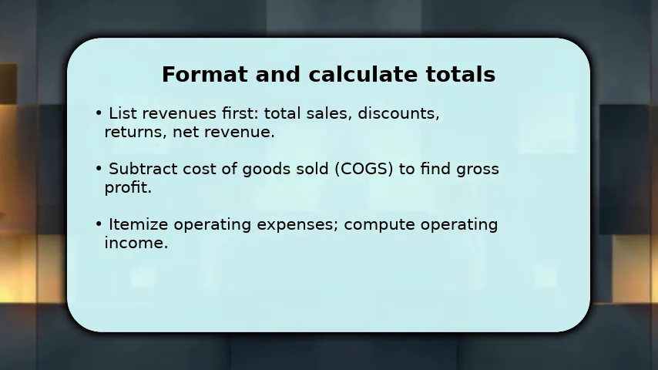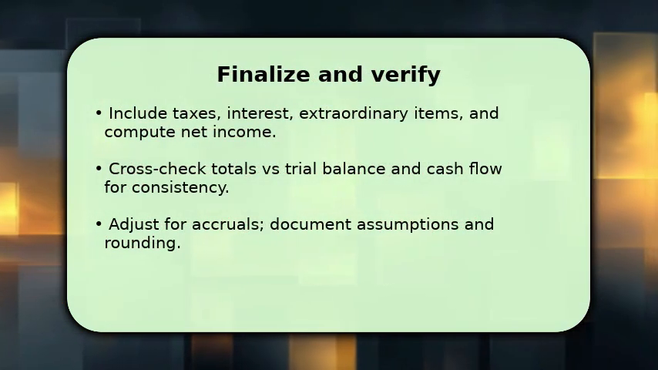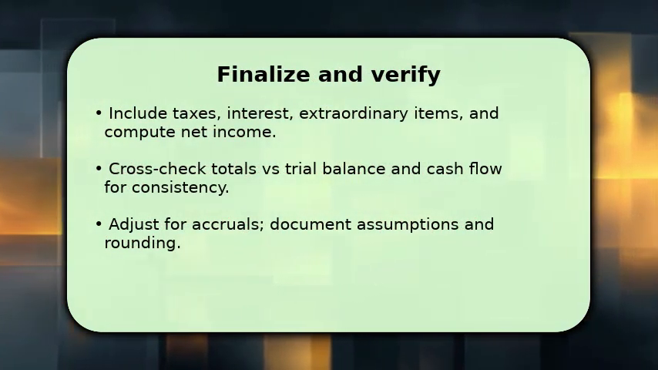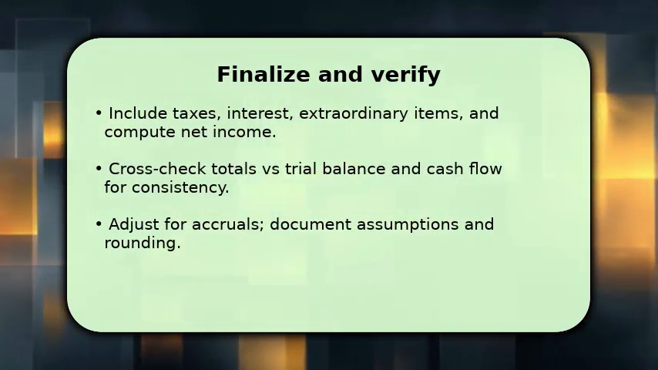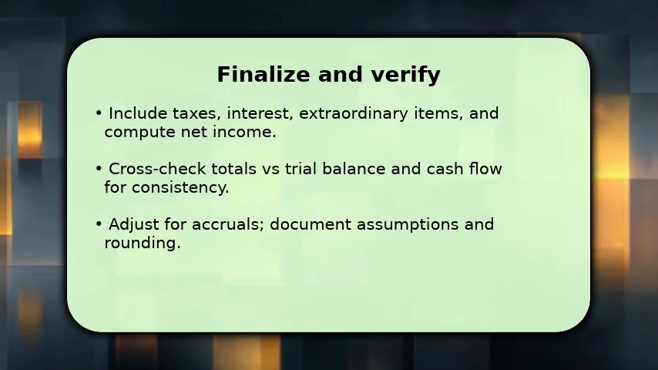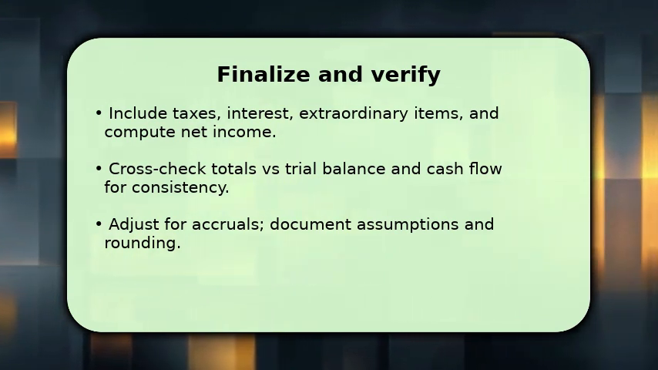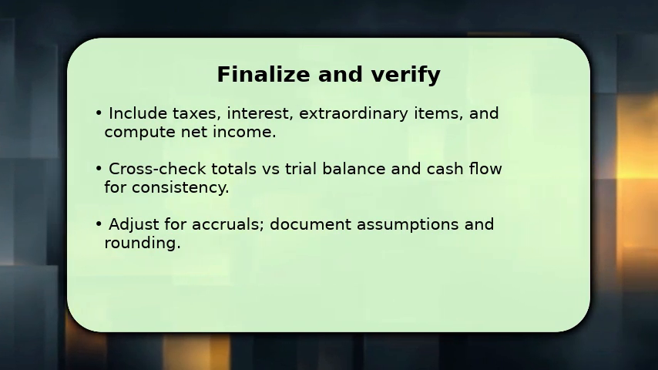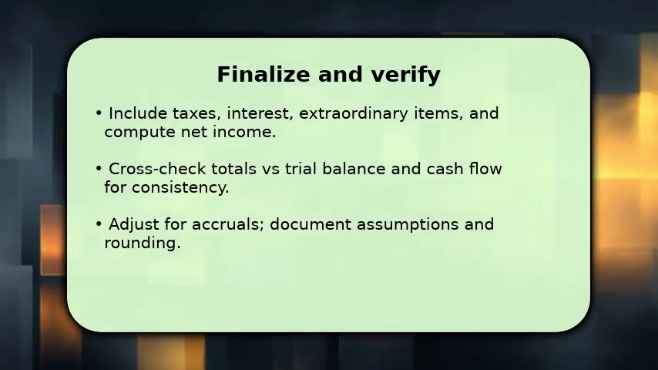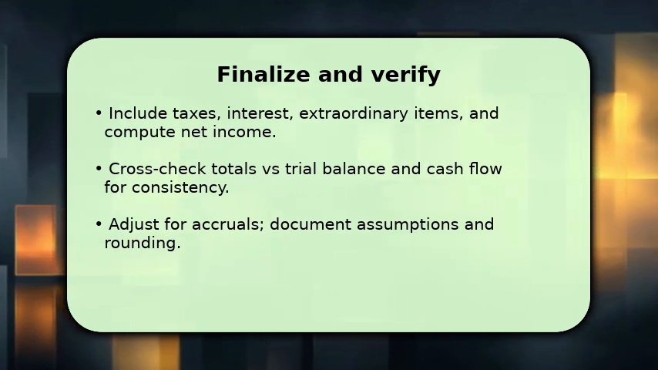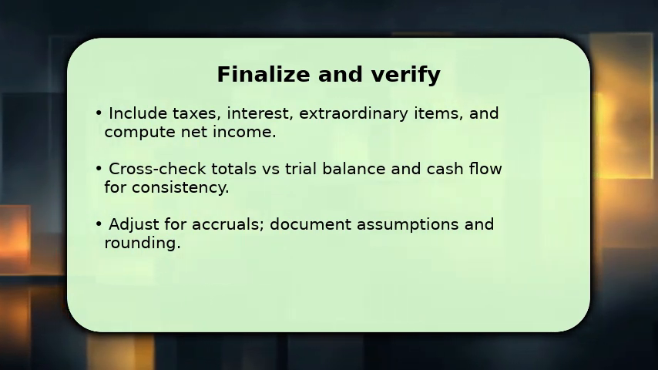And finish by adding taxes, interest, and any extraordinary items to arrive at net income. Once done, reconcile net income to retained earnings and cross-check key totals against the trial balance and cash flow statement to ensure consistency. If numbers don't match, review accruals, unrecorded invoices, or misclassified accounts.